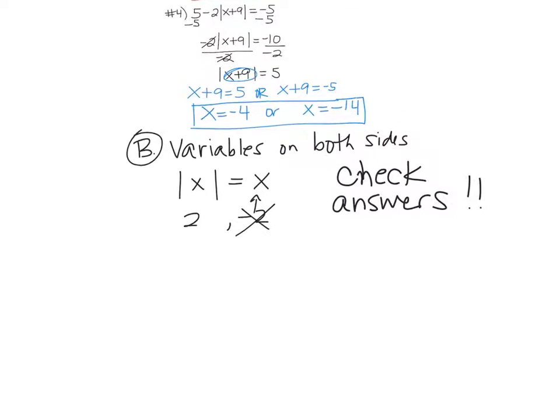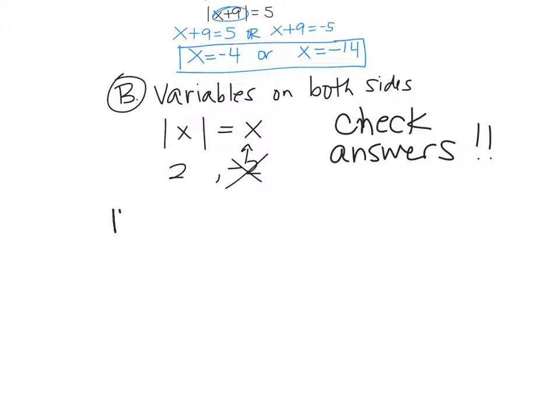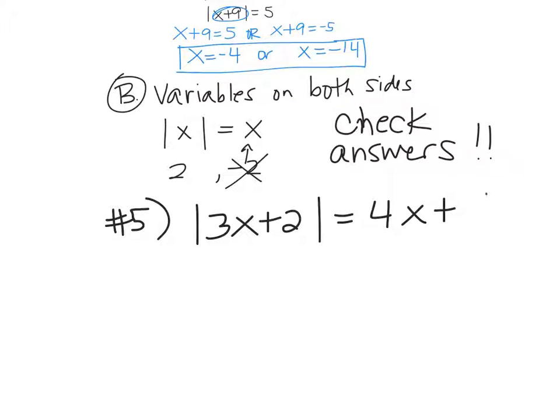All right, number, what are we on, 6? 5. Number 5, a couple more. Suppose that you have the absolute value of 3x plus 2, and let's say that's equal to 4x plus 5. Okay?